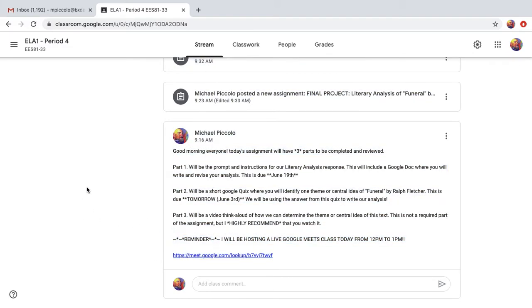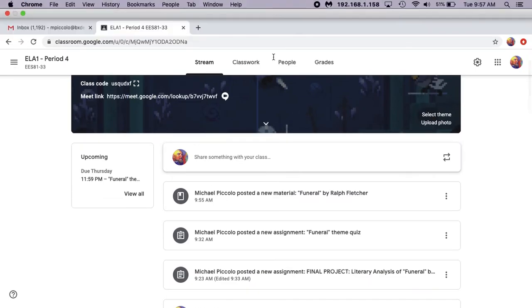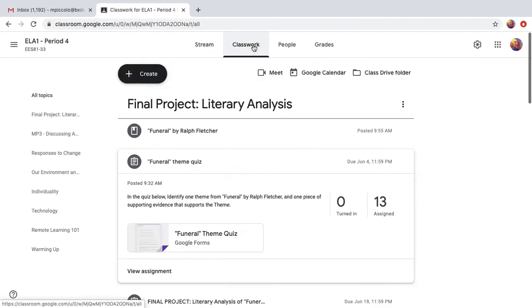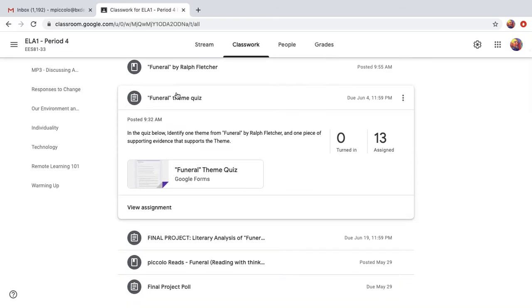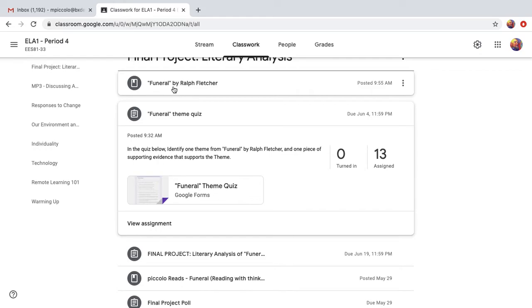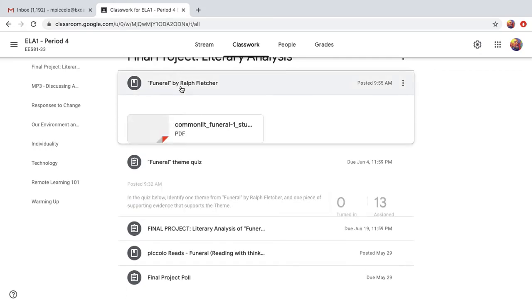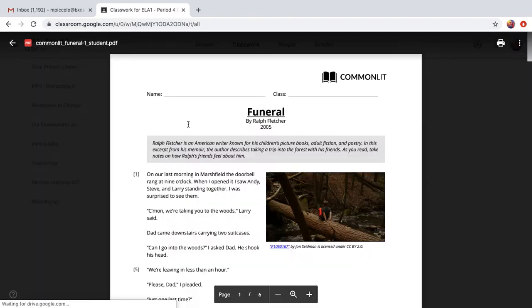All right, so wasting no more time, I'm going to go right over to Classwork. And I see here I have my Funeral theme quiz, right? That I know I have to do today. And I have my text of Funeral by Ralph Fletcher. So I'm going to open both. First, I'm going to open Funeral by Ralph Fletcher, so this way I have the story in front of me.